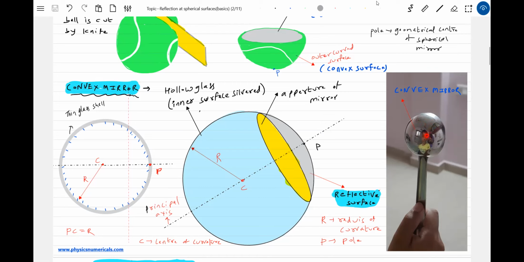Or the rear-view mirror, which is used in vehicles to see the vehicles behind, is nothing but a convex mirror. Just like a very good steel bowl or a spoon. So this is like a convex mirror. Getting the picture?